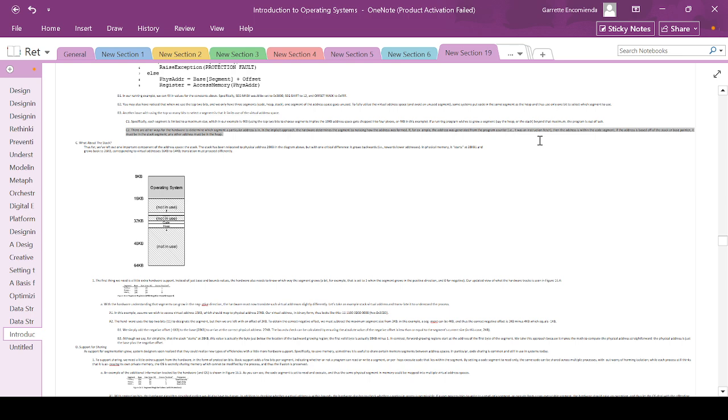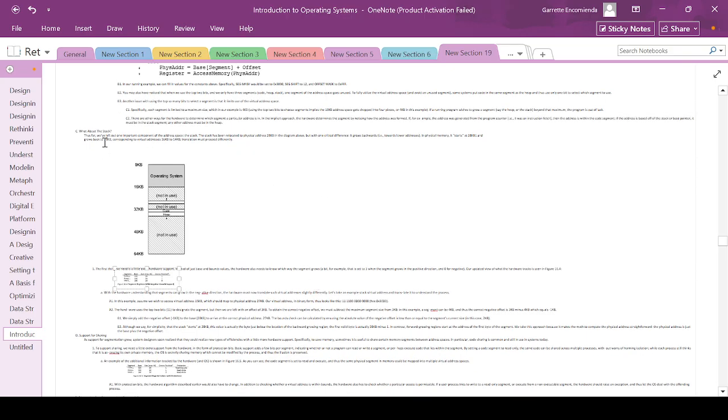If, for example, the address was generated from the program counter, it was an instruction fetch. So that's the hardware automatically noticing what kind of address it is. Then the address is within the code segment. If the address is based off the stack or base pointer, it must be in the stack segment. Remember the pointer int *x we had, it comes from the stack segment. And any other address must be in the heap.